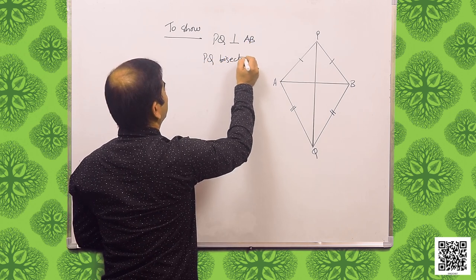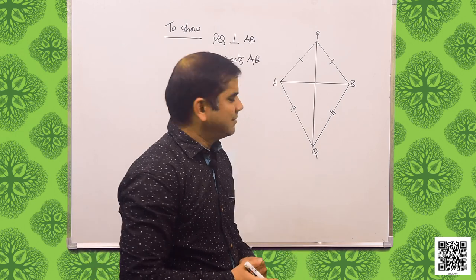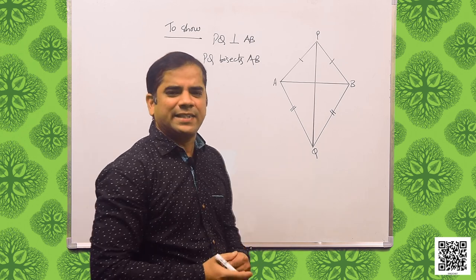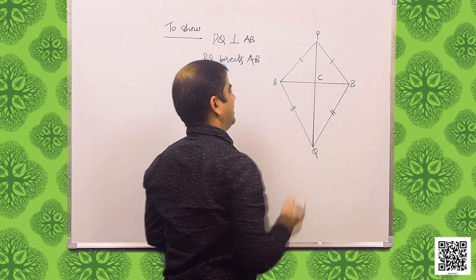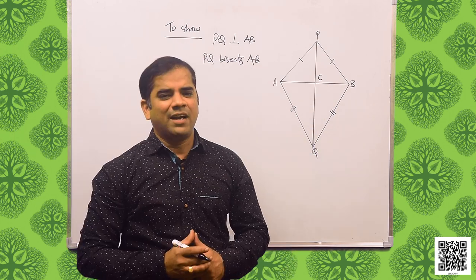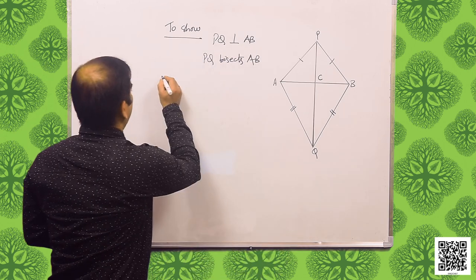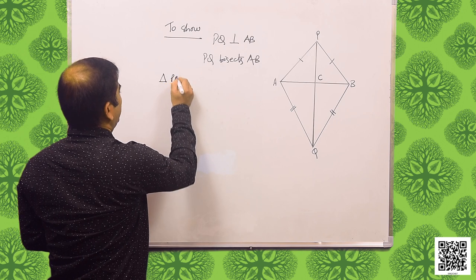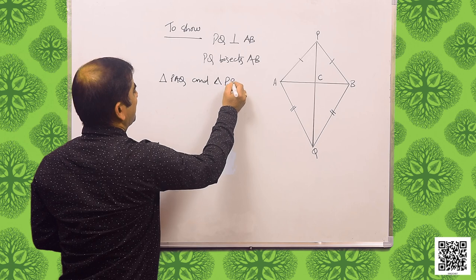So, let us say that PQ intersects AB at C. Let this point be C. Let us take triangle PAQ and triangle PBQ.